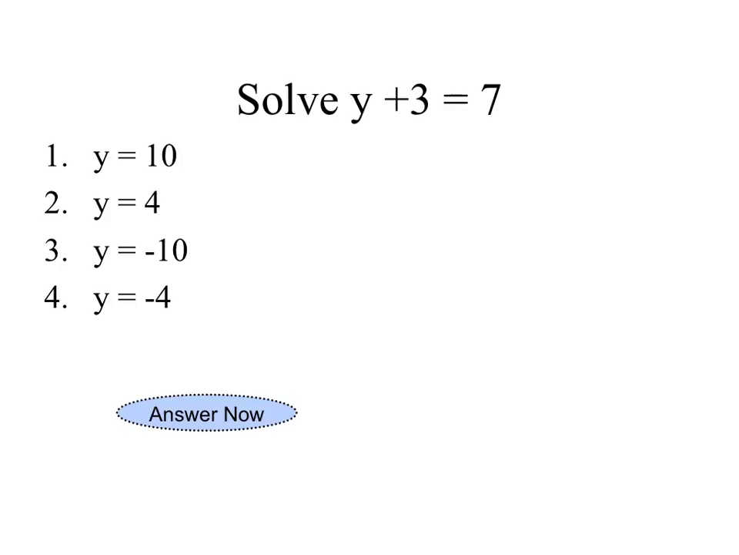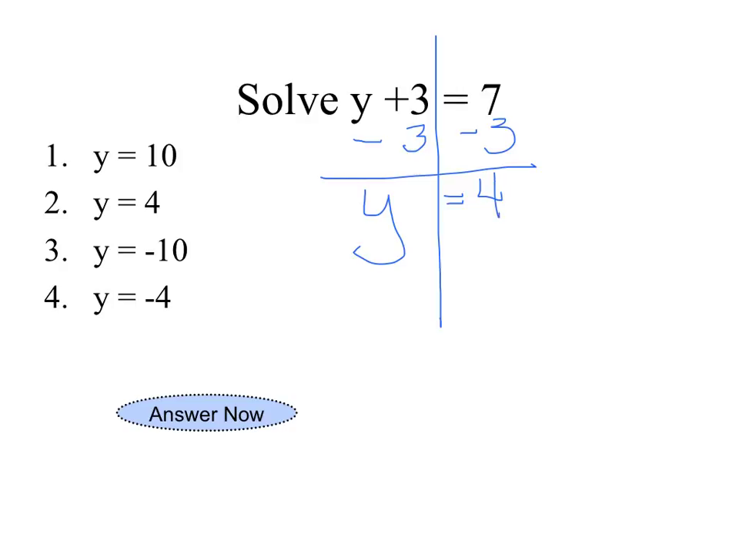Okay, welcome back. Let's check it. Let's draw the river. Okay, this is an addition problem, so we need to subtract 3 from both sides in order to solve it. Y equals 7 minus 3 is 4. Let's never forget to check our solution. 4 plus 3 certainly equals 7. Good job.